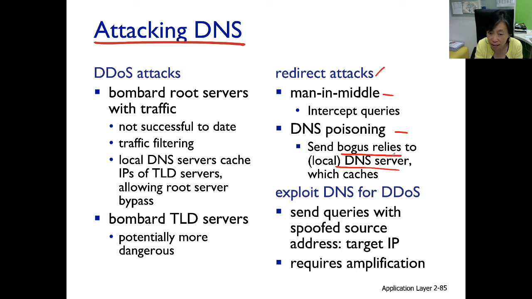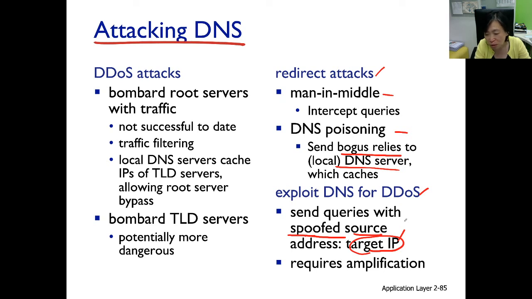Last one, exploiting DNS for DDoS. We actually heard about this already, in chapter 1, I believe. People are sending queries. Hackers can spoof these queries and replace the source address with the IP address of the attack target. As a result, the servers in the hierarchy will all be sending replies to this machine, and therefore denying it from going out and reaching the rest of the internet.